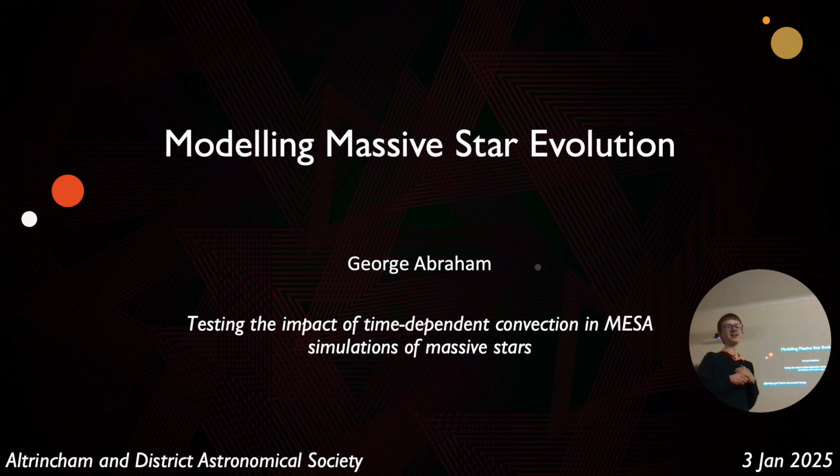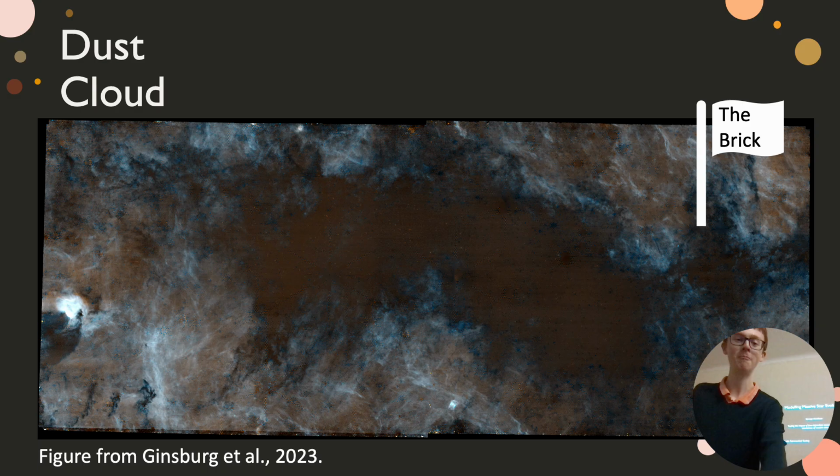There's a lot to unpack there, so I will be unpacking every little phrase within that big title, and I'll start with what massive stars are, and also massive star evolution. Hopefully most of you will know that with stars we start with a dust cloud. A dust cloud like this one, this is called the Brick. It's a dust cloud that's near the centre of our Milky Way.